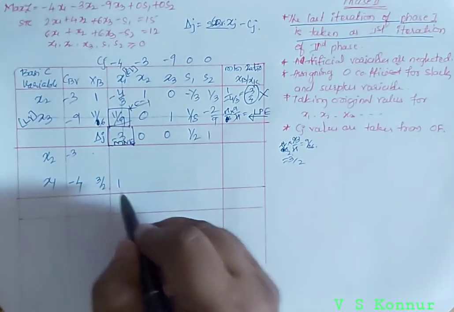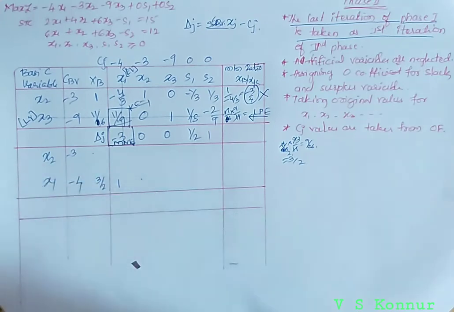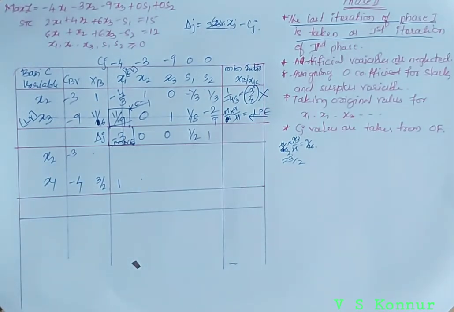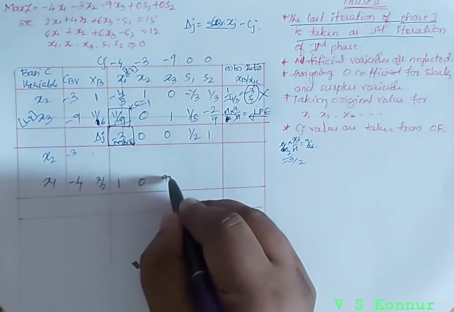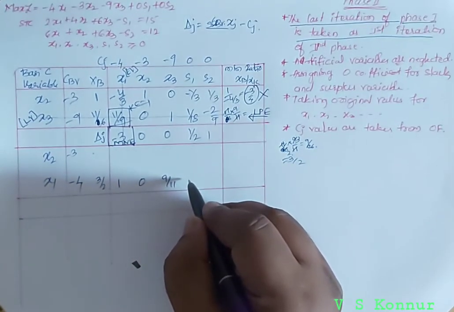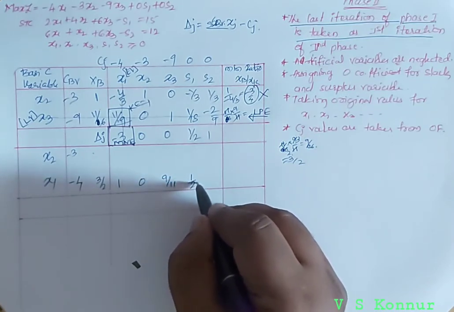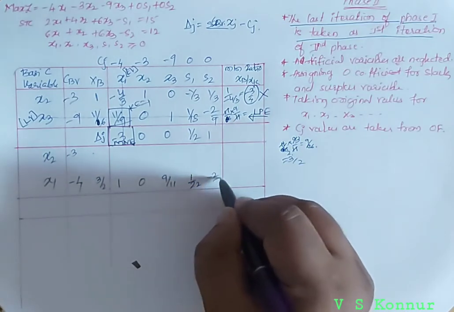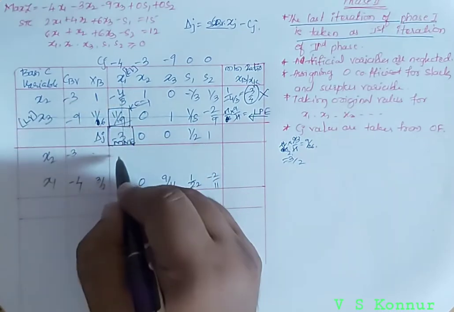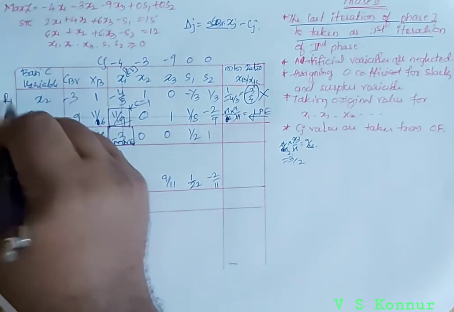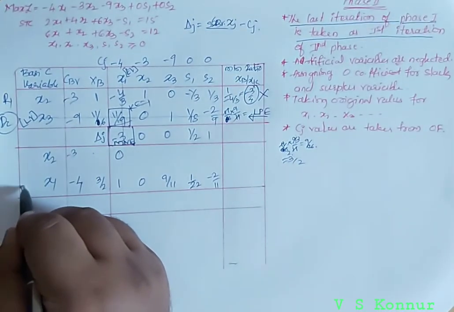Then 11 by 11 is 1. Next we will get 0, 9 by 11, next multiply by 9 by 11, 1 by 22, minus 2 by 11. So we will get these values. Now other than this element, we have to make this element 0. To make this element 0, I will write R1, R2. So now R2 has been replaced. This R2 has been replaced here.